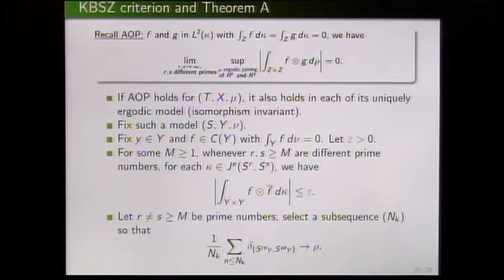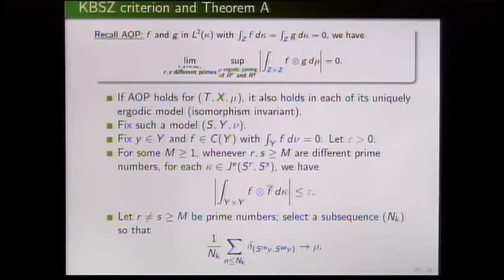Okay. So now we'll recall this ergodic property, AOP. We fix f and g, and we consider all possible joinings between powers of these transformations. We want to see that when r and s are big, this expression is small, uniformly in all joinings. All right, that's something.